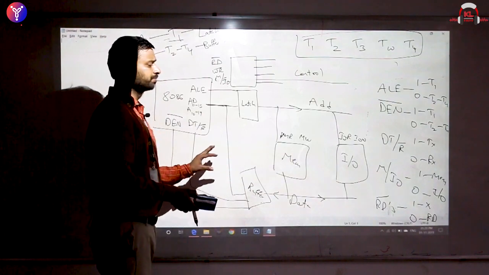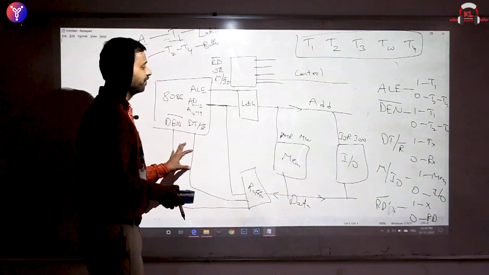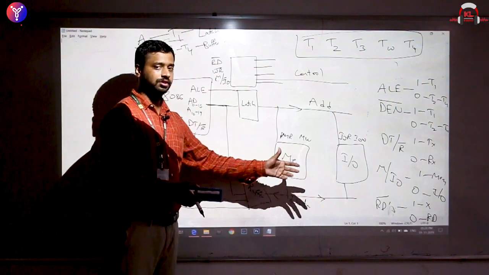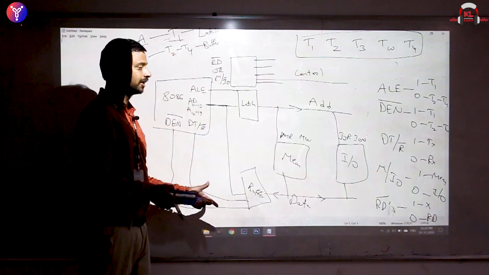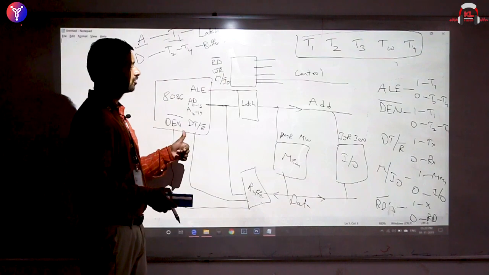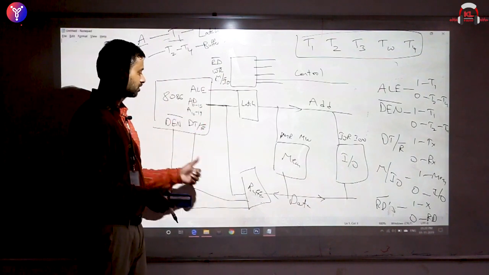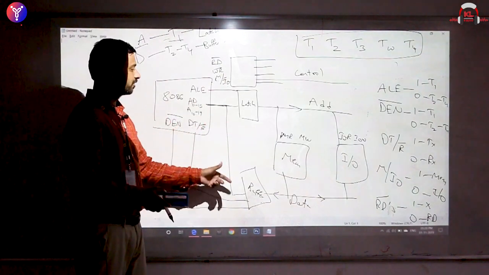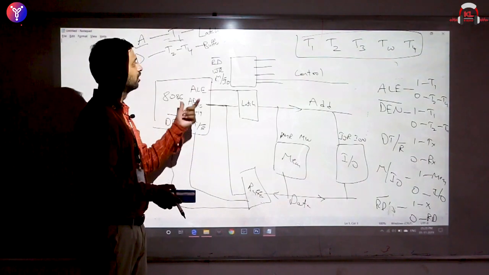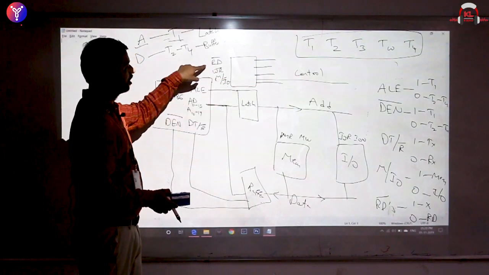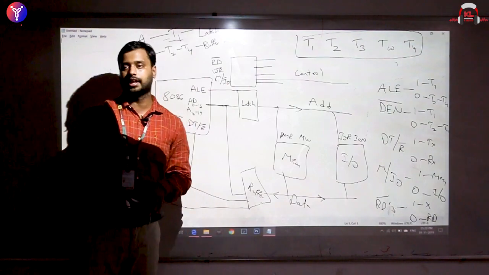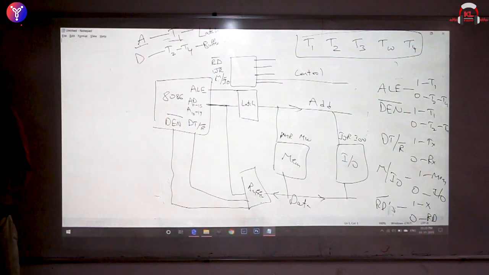This diagram looks pretty simple, and all we have is 3 blocks, and 3 blocks are controlled by 3 different buses, and how every bus operates. The latch is controlled by ALE, the buffer is controlled by DEN bar, and the direction of the buffer is controlled by DT by R. And the control buses are controlled by read, write and IO.